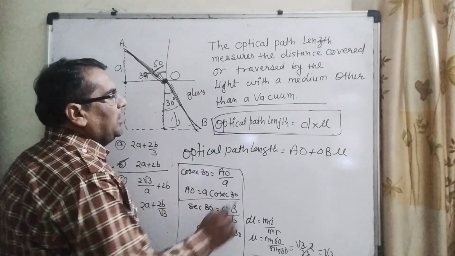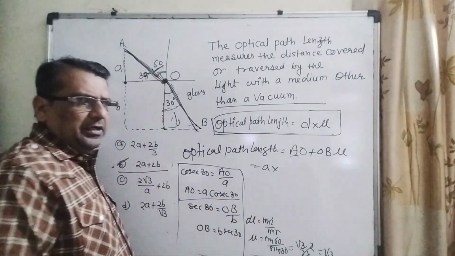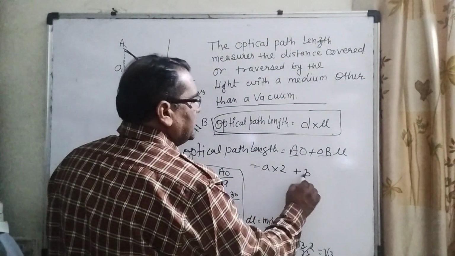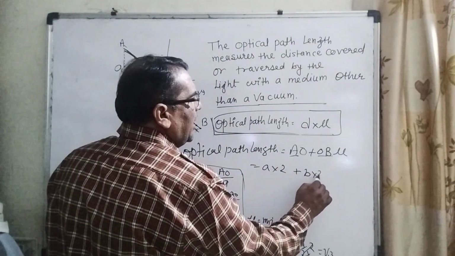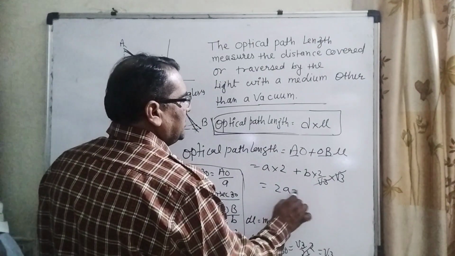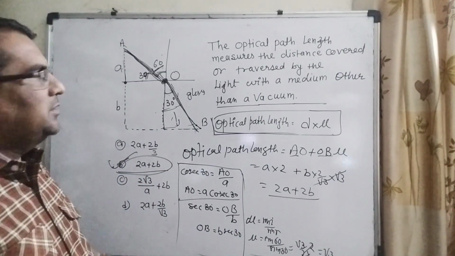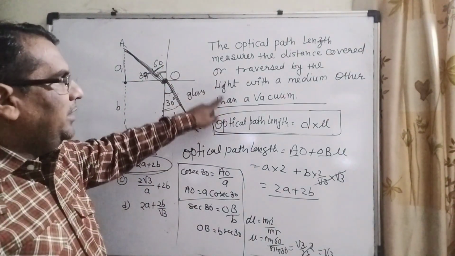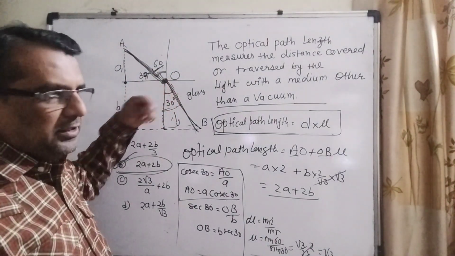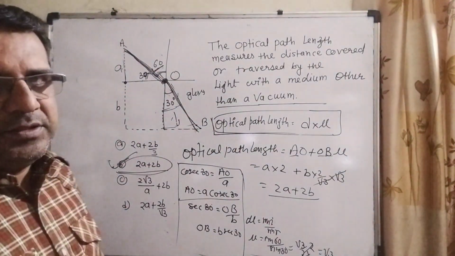Now substitute all these values. AO can be written as A cosec 30, and cosec 30 is 2. OB is B sec 30, and sec 30 is 2 by root 3, and mu is root 3. Root 3 cancels, so your answer is 2A plus 2B. So here B is the correct answer, 2A plus 2B. Remember, this optical path length is different only when the medium is not vacuum. For any medium, like glass or water, multiply distance and mu, and then you will get the optical path length. Okay.